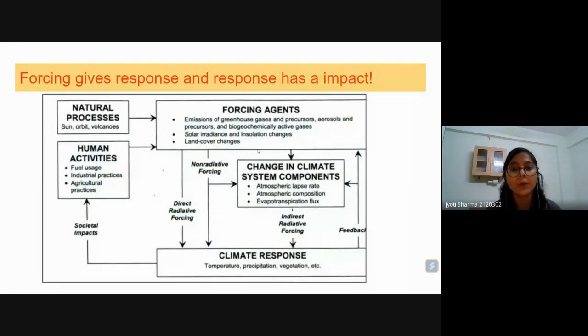Okay, so we had a forcing, from natural or human activity. This forcing will give a response to the climate system components, and these responses will have some impact. The climate response will be in the form of changing temperature, changing precipitation, and changing vegetation. Okay, so let's talk about what the impact of these responses will be, and what the different kinds of responses are that we get due to these forcings.